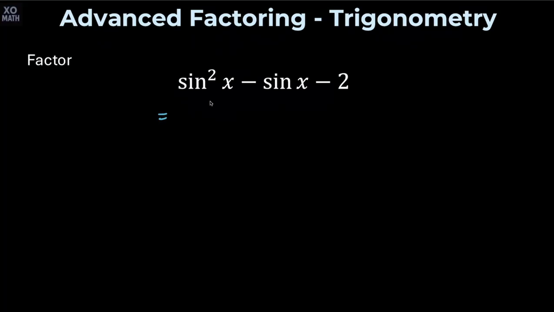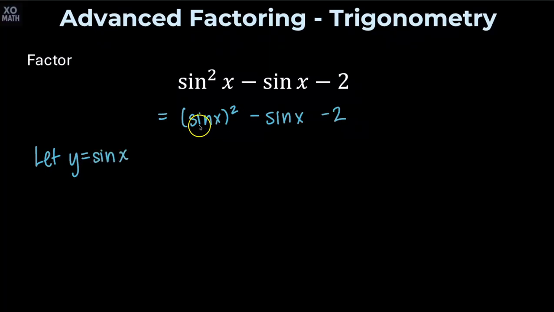So sine squared x is the same as sine x as a quantity squared, and then we have minus sine x minus 2. So it's definitely looking more like a quadratic. And we could actually have gone straight to factoring it from its original form, but I'm actually going to perform a substitution so we can see really clearly how this is a quadratic. I'm going to perform the substitution of letting y, a different variable, equal sine x. So I'm going to replace each sine x with the variable y. So I have y squared minus y minus 2.